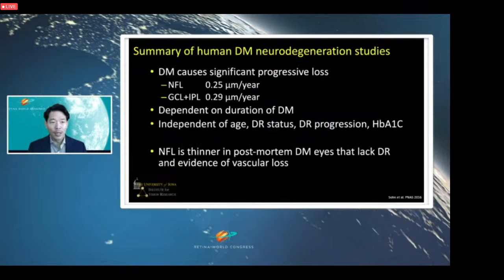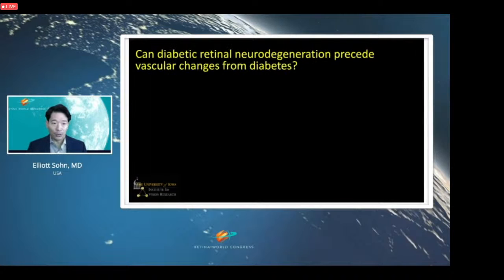So this diabetes mellitus and neurodegeneration causing significant loss of these inner retinal layers is dependent on the amount of time that the patient has diabetes, but doesn't really play a role, and it's independent in terms of its diabetic retinopathy status and HbA1c. And as I showed in donor eyes, the NFL is thinner in those patients with diabetes but no diabetic retinopathy. And these eyes did not have any evidence of vascular loss.